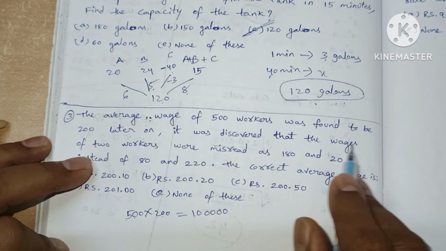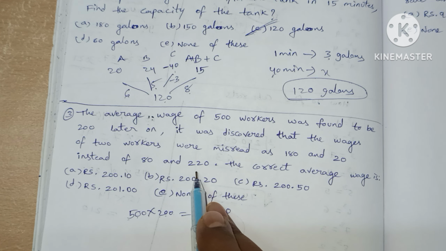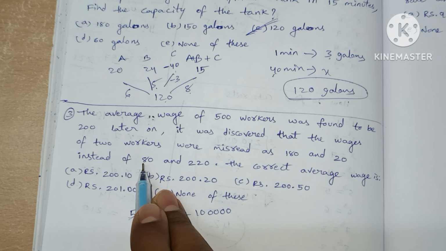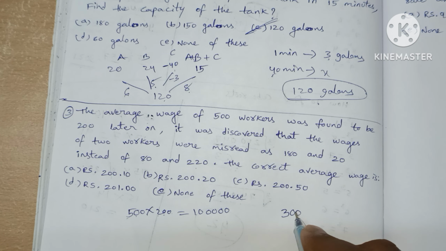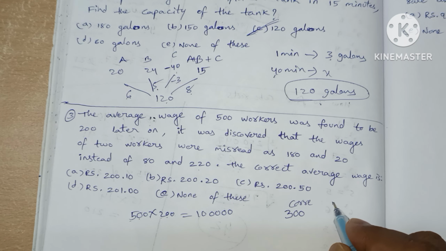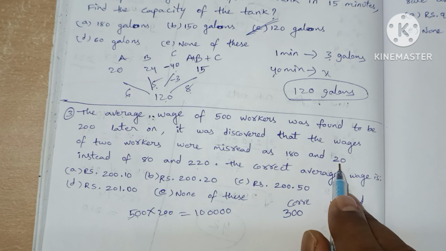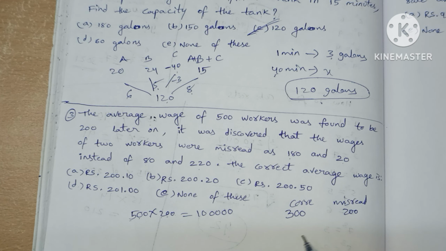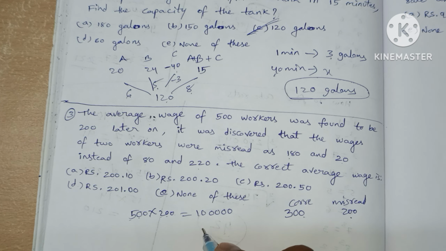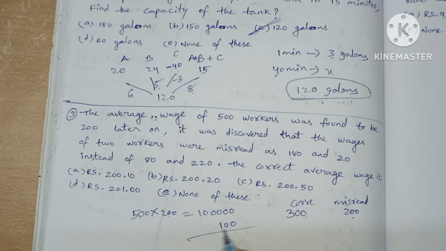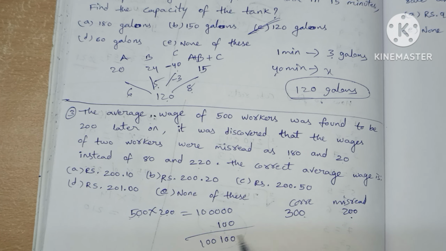It was discovered that the wages of 2 workers were misread as 180 and 20 instead of 80 and 220. Here the correct values are 80 and 220. The total value is 80 plus 220, which is 300. Misread means the wrong one. The misread values are 180 and 20, the sum is 200. So there is an error of 100. So adding 100 to this one gives the correct value.